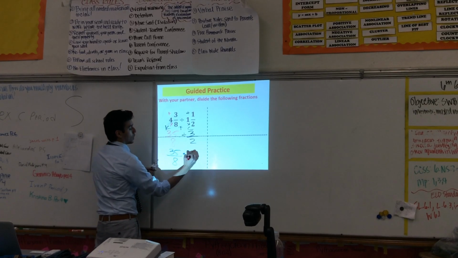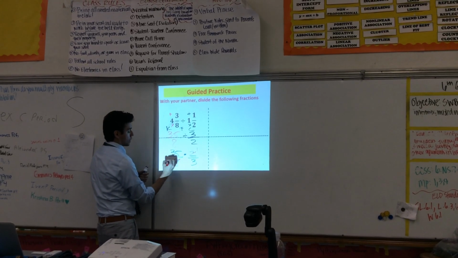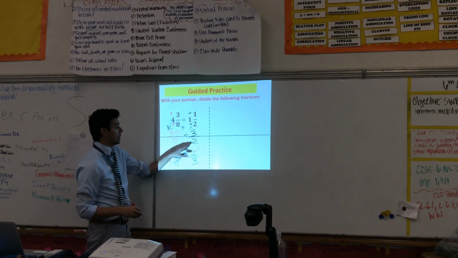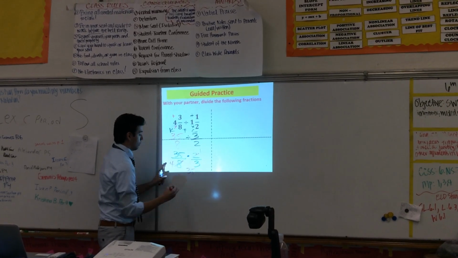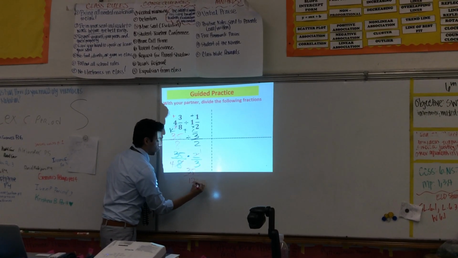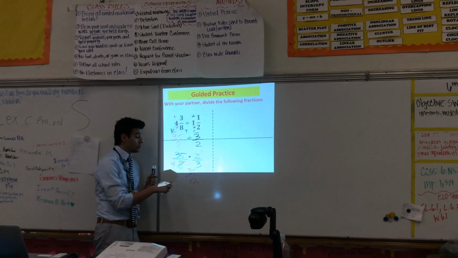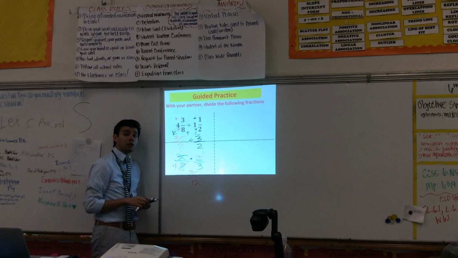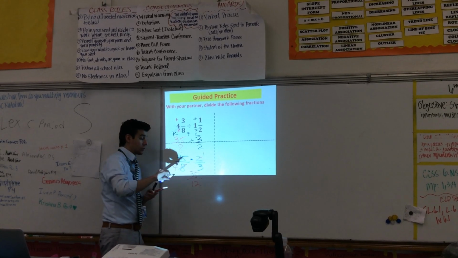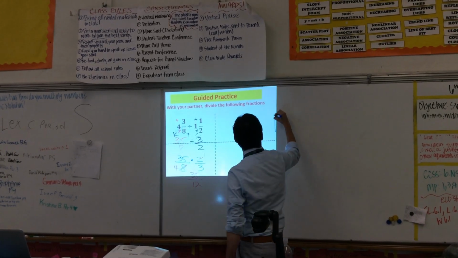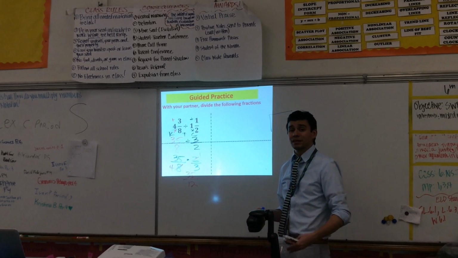2 goes into 2 one time. 2 goes into 8 4 times. So then you just multiply it. 35 times 1 is 35. 4 times 3 is 12. This is an example of an improper fraction because the numerator is bigger than the denominator. We don't like improper fractions. So we need to convert that improper fraction into a mixed number.